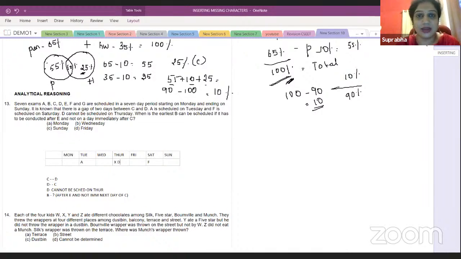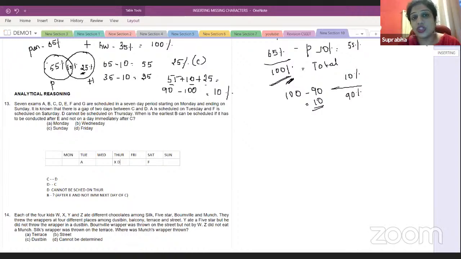7 examinations A, B, C, D, E, F, G on 7 days from Monday to Sunday. Here A's day is given, and F exam's day is given. That is, A is on Tuesday, F is on Saturday. D does not come on Thursday. There is one more condition, where C and D have a 2 day gap between them. But we don't know whether C comes first or D comes first. So we keep that information aside.